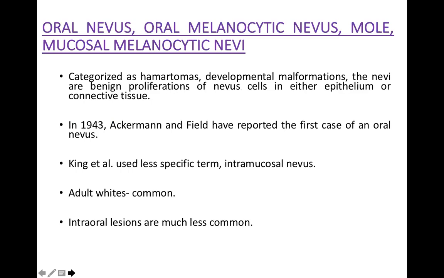So oral nevus is characterized as a hamartoma, a developmental malformation. The nevi are benign proliferation of nevus cells in either epithelium or connective tissue. In 1943, Ackerman and Field reported the first case of oral nevus, and King et al. used the less specific term intramucosal nevus. It is common in adult whites, and intraoral lesions are much less common.